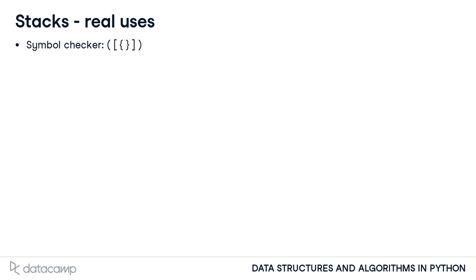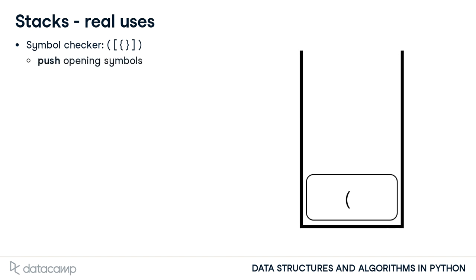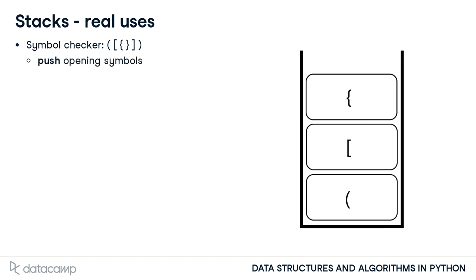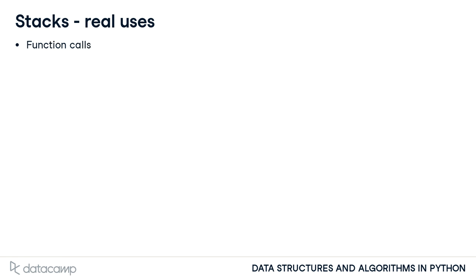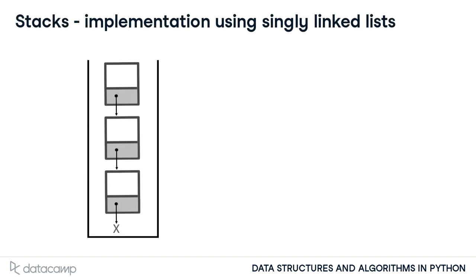Another use is a symbol checker that checks the correctness of the parentheses, square brackets, and curly braces in a program. When we find an opening symbol, we push it into the stack, and when we find a closing symbol, we check if it matches with the opening symbol located on the top of the stack, popping it if it does. In a similar way, stacks can be used for function calls. We can store the block of memory associated with the invocation of a function and pop it after the execution of the function ends. Stacks can be implemented using singly linked lists.